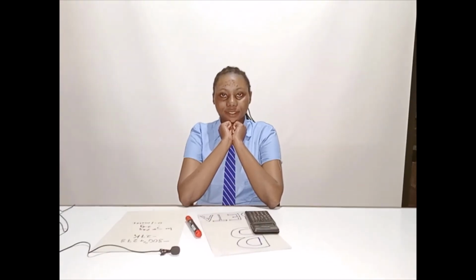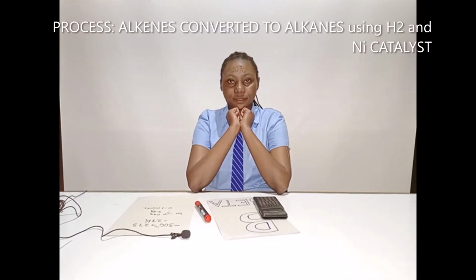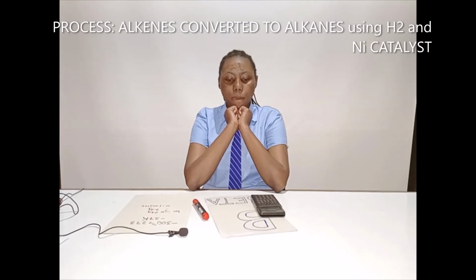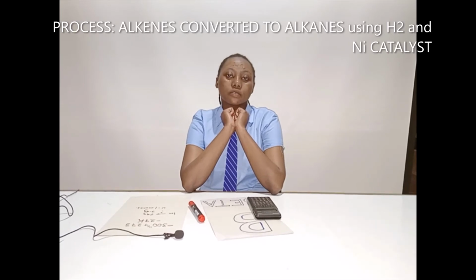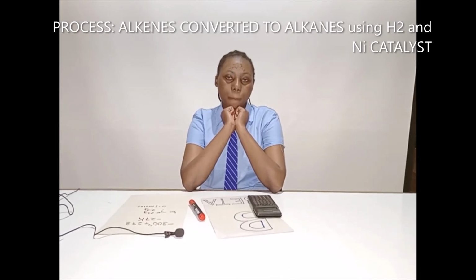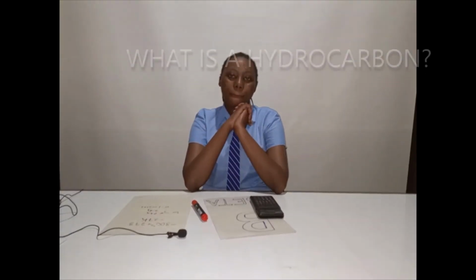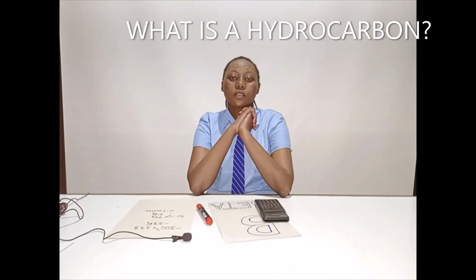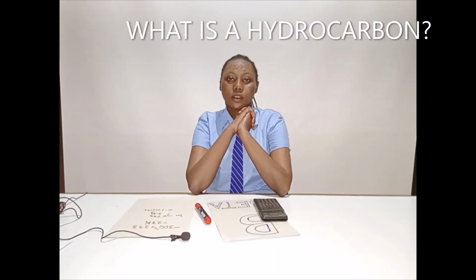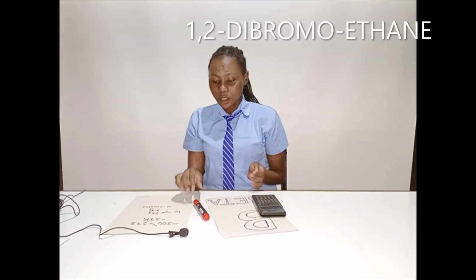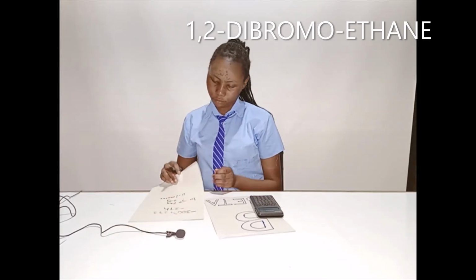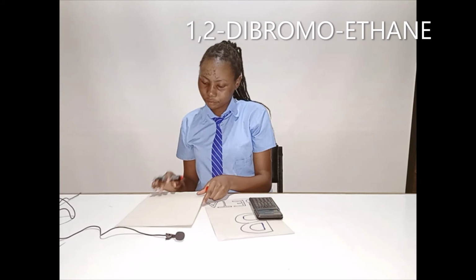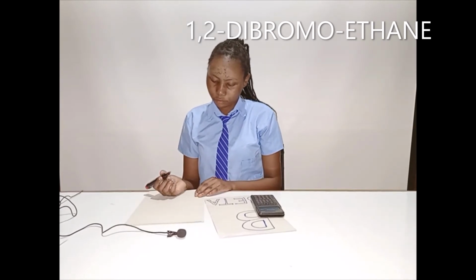Name the process where alkenes are converted to alkanes using hydrogen gas and a nickel catalyst. Hydrogenation. Okay, that's very correct. What is a hydrocarbon? A compound that consists of hydrogen and carbon only. Only, that's correct. Draw for me on the piece of paper you have. You can use the back side of the paper. You're drawing 1,2-dibromoethane.